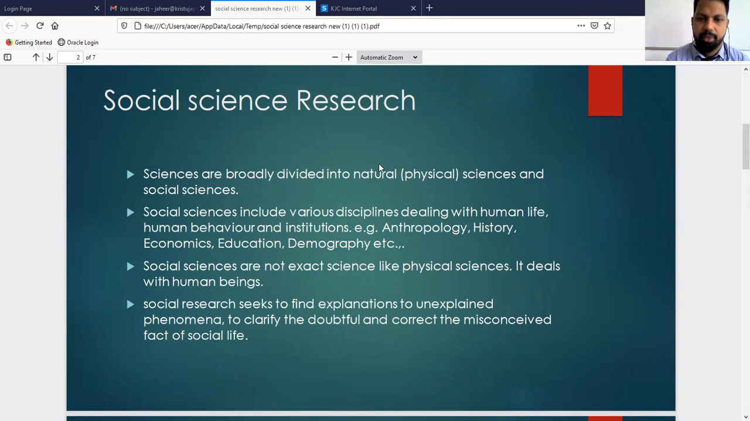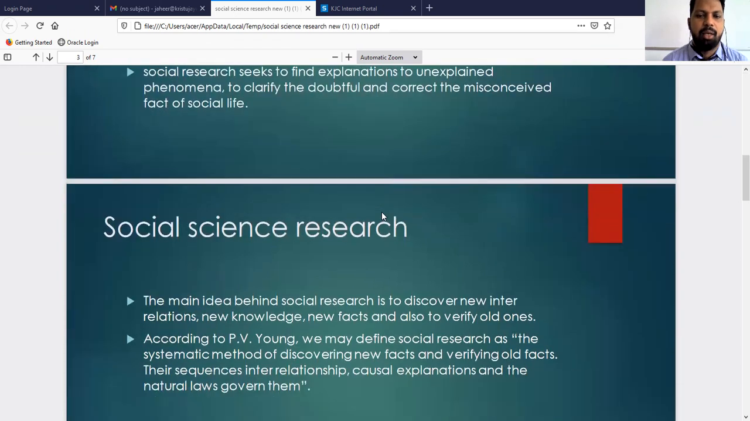So, the main idea behind the social science research is to explain the unexplained phenomena, to clarify the doubt. If any doubt is there, they are able to clarify the doubt which is related to the human being and their interaction with the society and the social institutions.